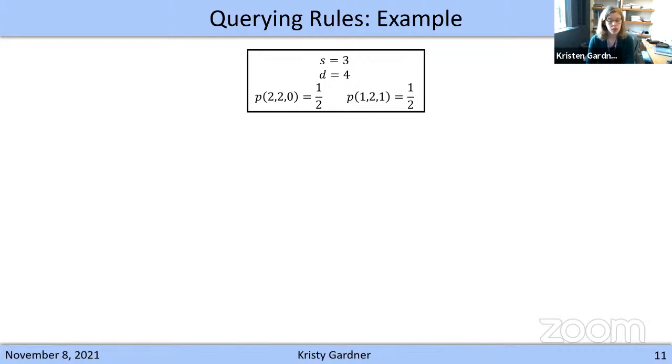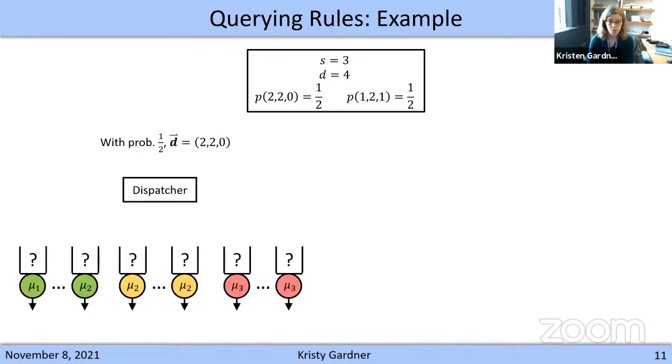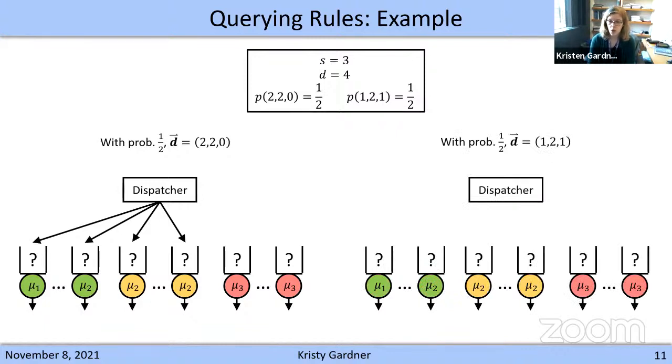So what this means is that when a job arrives, with probability a half, we have this mix 2-2-0. We're querying 2 servers from the fastest class, 2 servers from the middle class, and 0 servers from our slowest class. And with probability 1/2, we have mix 1-2-1. So we're querying 1 server from the fastest class, 2 servers from the middle class, and 1 server from the slowest class. Our symmetry property means that within the slowest class, we are equally likely to choose any of the servers in that class to be the 1 server from that class that's included in our query.